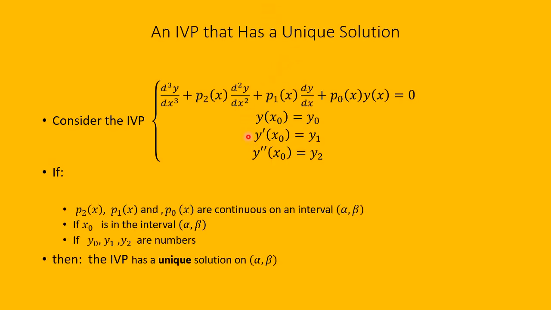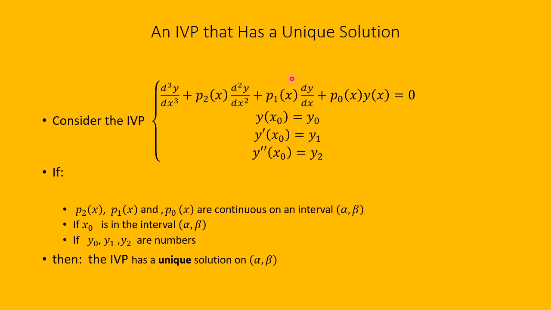Let us consider this initial value problem. The third derivative of y with respect to x plus a function of x times the second derivative of y plus another function of x times the first derivative of y plus another function of x times y equals 0. With initial conditions, y of x naught equals a number y naught, y prime of x naught is y sub 1, and y double prime of x naught is another number y sub 2.